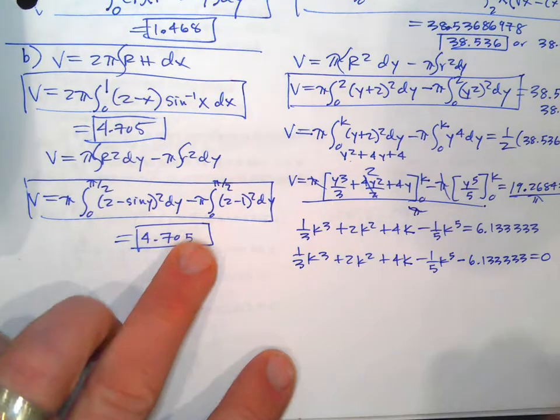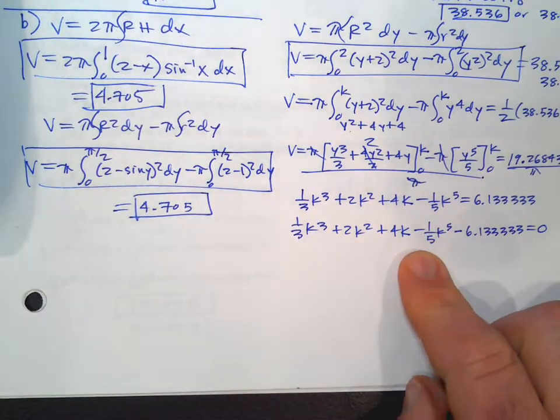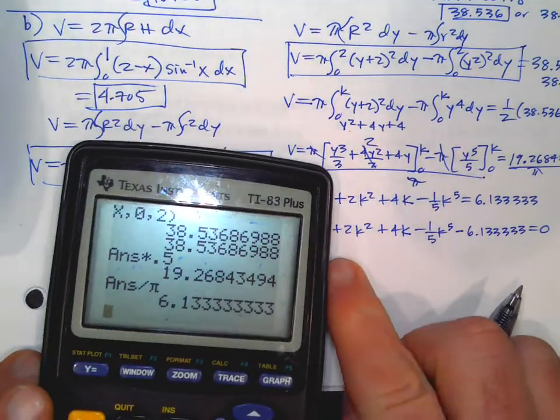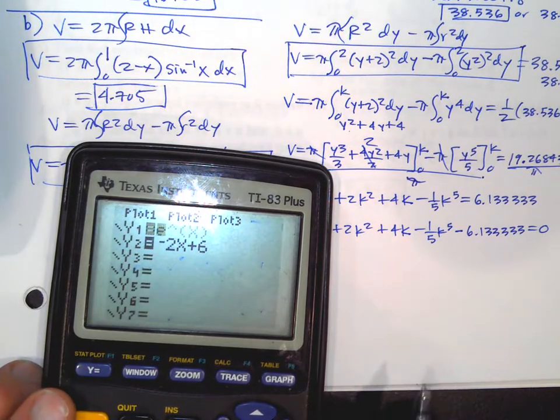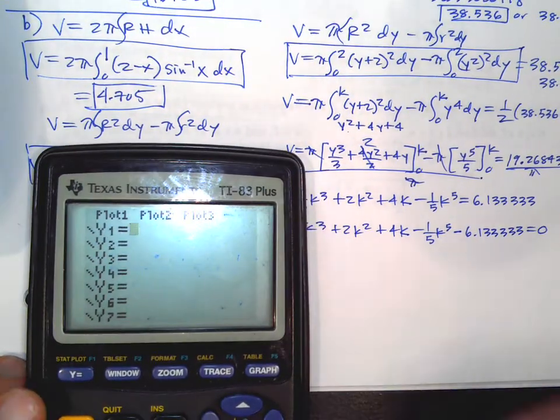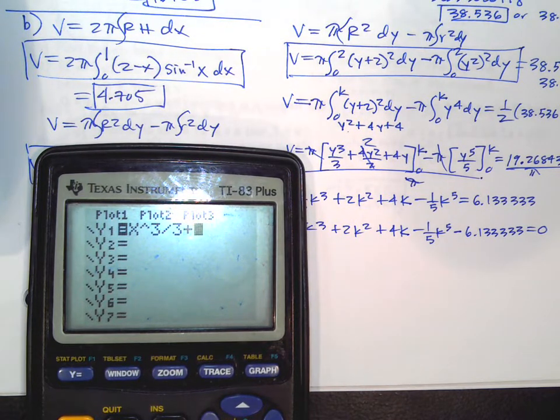Equals 0. I'm going to graph this new equation minus x intercepts. So we can go to y, type it in, x to the third. We put x's in for the k's, divided by 3 plus 2x squared plus 4x minus x to the fifth divided by 5 minus 6.133333.